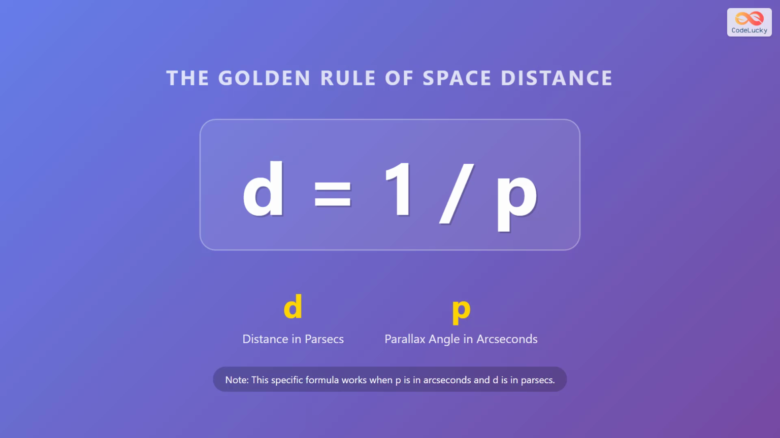This leads us to the golden rule of measuring stellar distances. The distance d equals 1 divided by the parallax angle P. For this beautiful simple formula to work, we need specific units. The angle P must be measured in arcseconds, and the resulting distance d will be in a unit called parsecs.